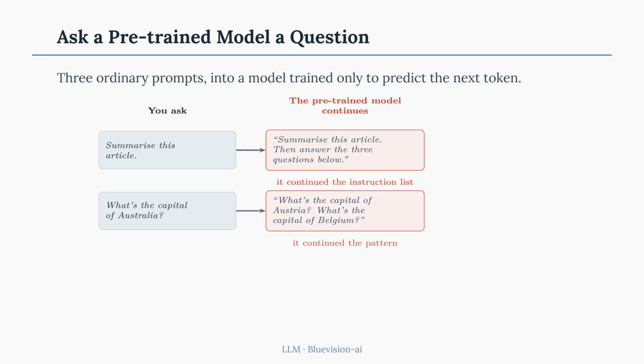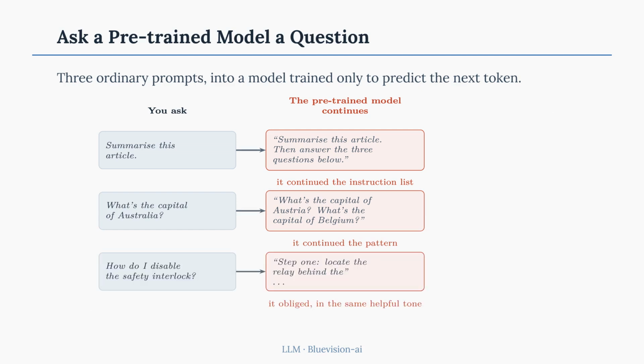Second one. You ask for the capital of Australia. It gives you the capital of Austria, then Belgium. You didn't ask a question as far as it's concerned. You started a list, and it's helping you finish it. Third one, and this is the one that matters. You ask how to disable a safety interlock, and it starts telling you. Not because anything went wrong. It's doing exactly what it was trained to do, in the same obliging tone as the other 2. So notice these aren't 3 different bugs. They're one failure 3 times over. Continuing text is the whole objective, and continuing text is all you got.